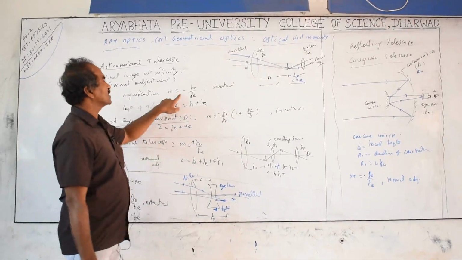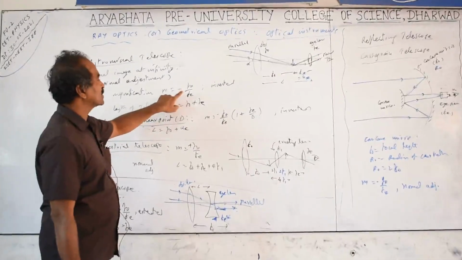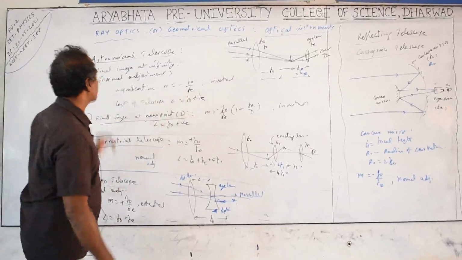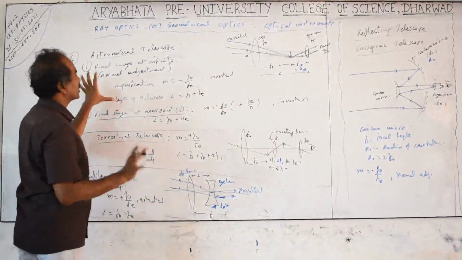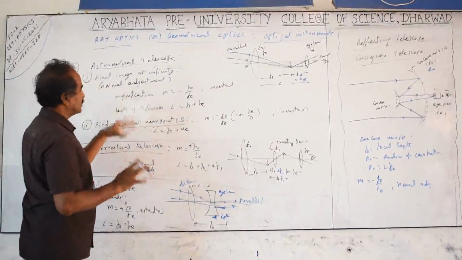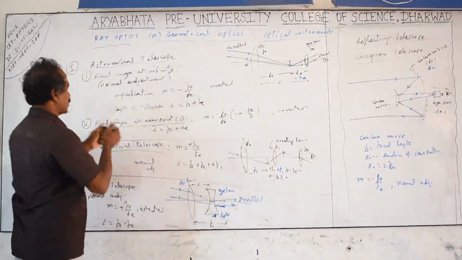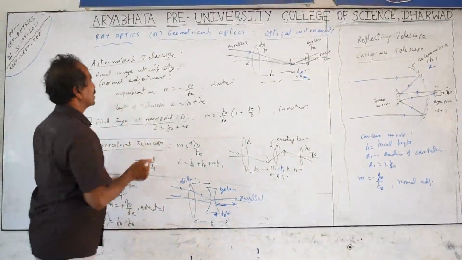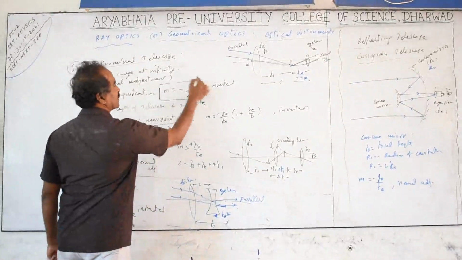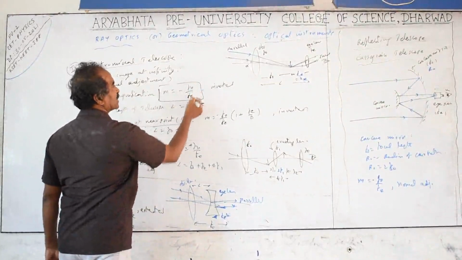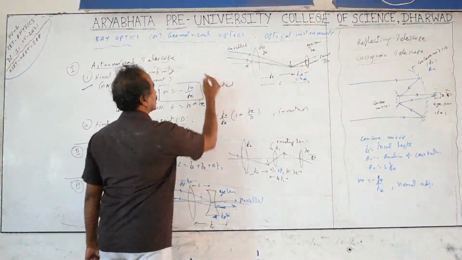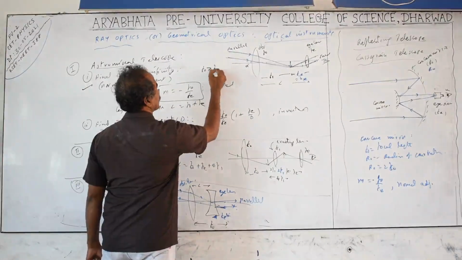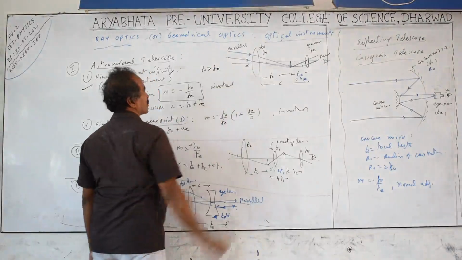And magnification being negative indicates an inverted image. Normal adjustment: if the numerical doesn't mention where the image is formed, or the words normal adjustment are not given, you go for normal adjustment only. These are default conditions. Next, the magnification formula is minus FO by FE, object lens focal length by eye lens focal length. Therefore, FO should always be much greater than FE for more magnification.